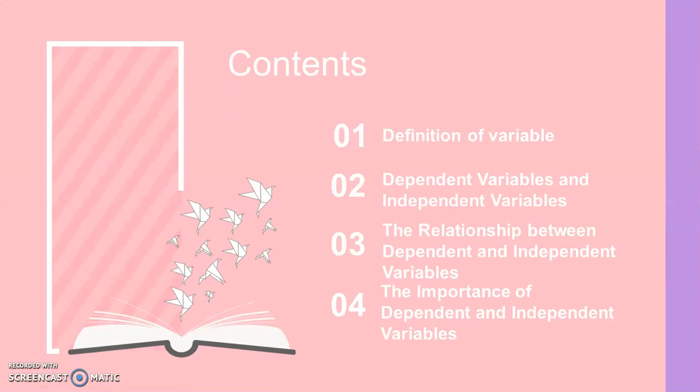Here is the contents I will explain about. First one is definition of variable. And the second one is dependent variables and independent variables. Next is relationship between dependent and independent variable. And the last one is the importance of dependent and independent variables.